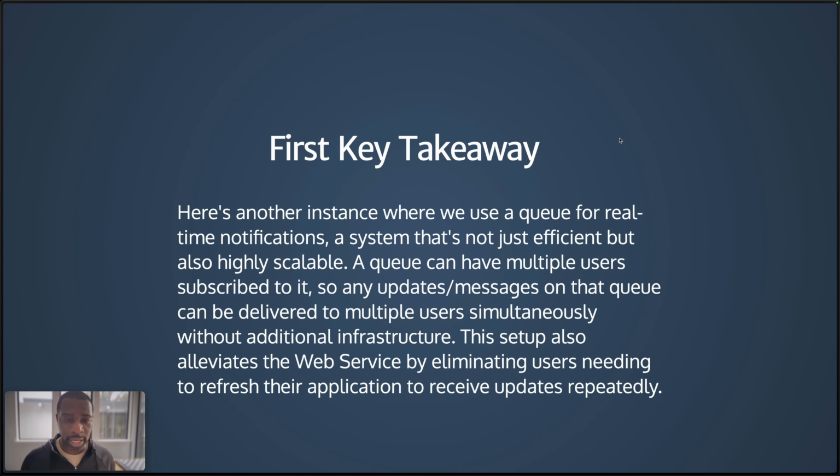First key takeaway. Here's another instance where we use a queue for real-time notifications, a system that's not just efficient, but also highly scalable. A queue can have multiple users subscribe to it, so any updates or messages on that queue can be delivered to multiple users simultaneously without additional infrastructure. This setup also alleviates the web service by eliminating users needing to refresh the application to receive updates repeatedly.